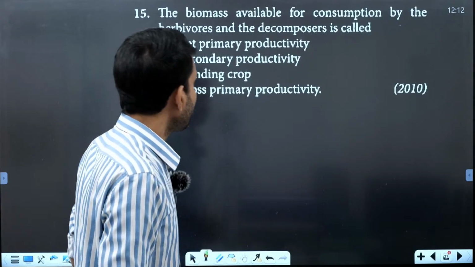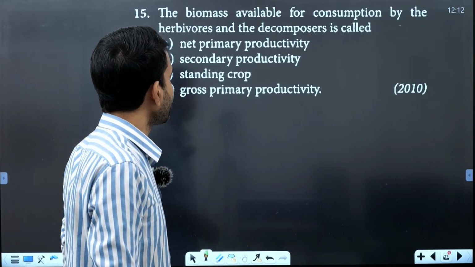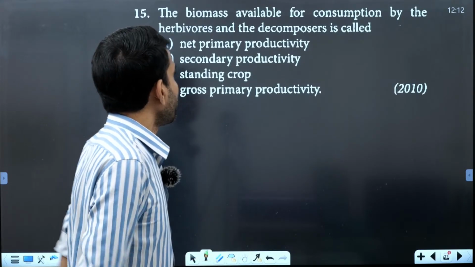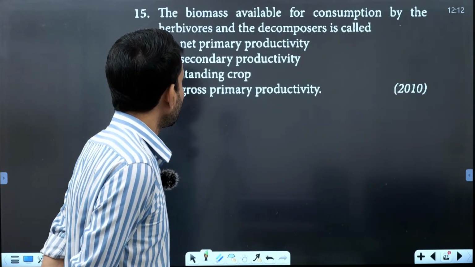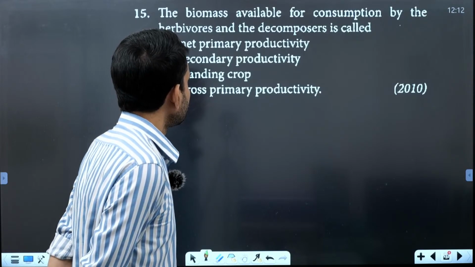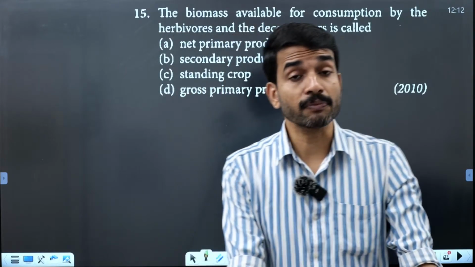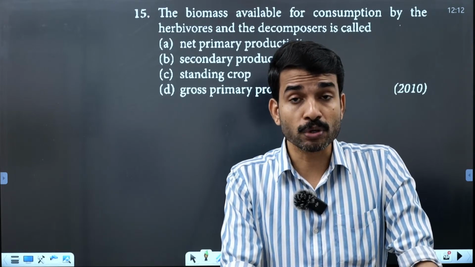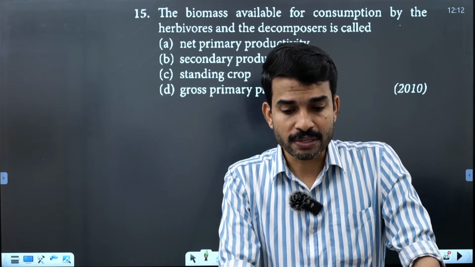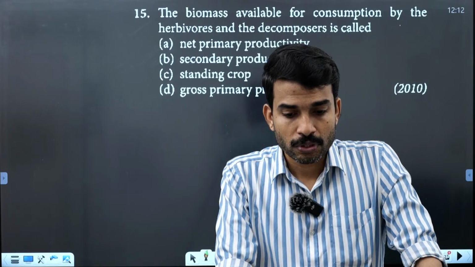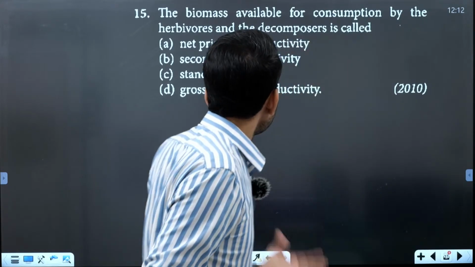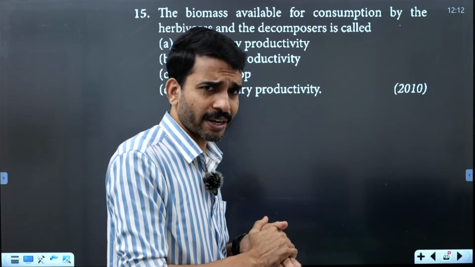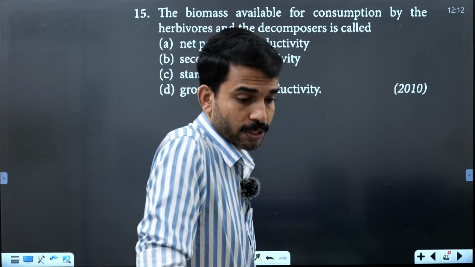Next. The biomass available for consumption by the herbivores and the decomposers is called. In the textbook, decomposers also they have included. When we hear that decomposer part, we will be confused sometimes. Maybe we may take it as detritus or dead body because decomposers they have included. But in the textbook, the statement is there like that. We'll generalize it as consumers in general.